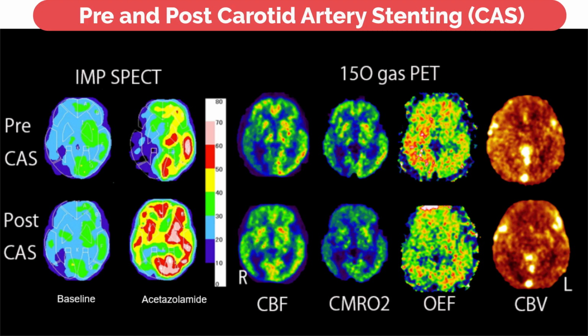In this case, right internal carotid artery stenting was performed. After stenting, cerebral blood flow in the right temporo-occipital area increased, and oxygen extraction fraction (OEF) and cerebral blood volume (CBV) did not increase. Brain Perfusion SPECT by I-123-IMP showed that the decrease in cerebral perfusion reserve caused by acetazolamide administration was not seen after surgery.